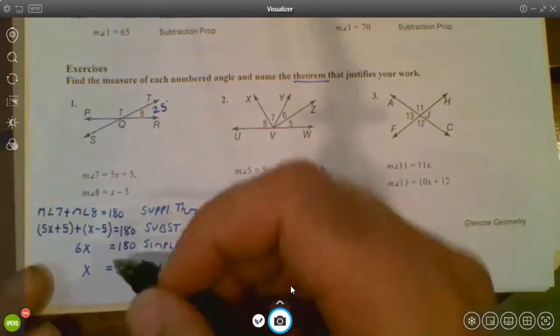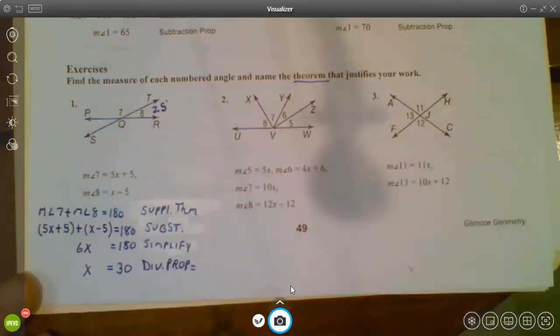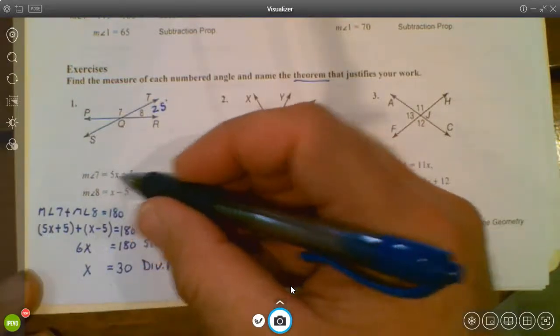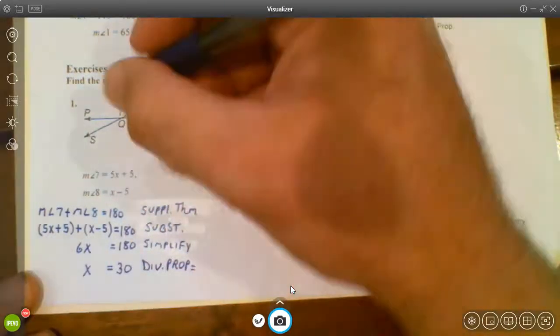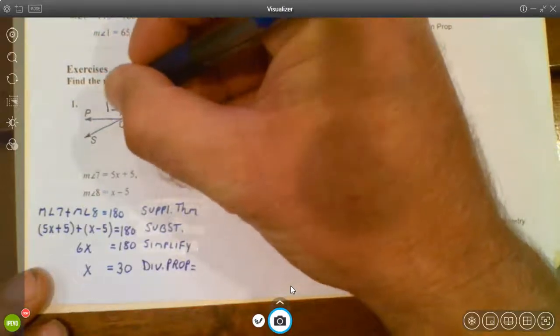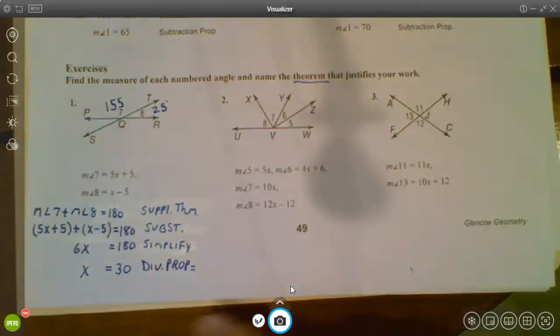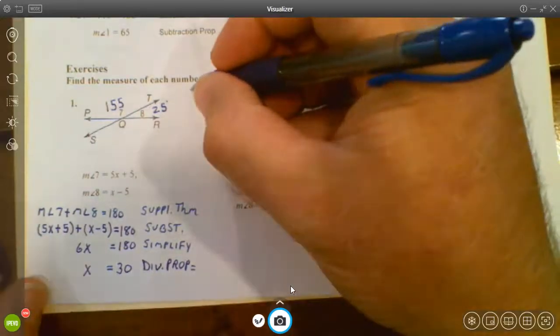The one benefit about actually plugging it back in for x is then it's kind of a way of checking your answer. If I plug this back in for x for angle 7, so 5 times 30 is 150, plus 5 is 155. Now I can check my answer by seeing if they add to 180, which they do. So that's kind of a good way of checking your answer. So anyway, let's go on to the next one.